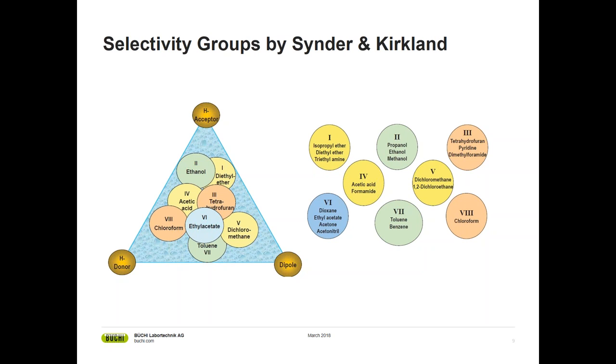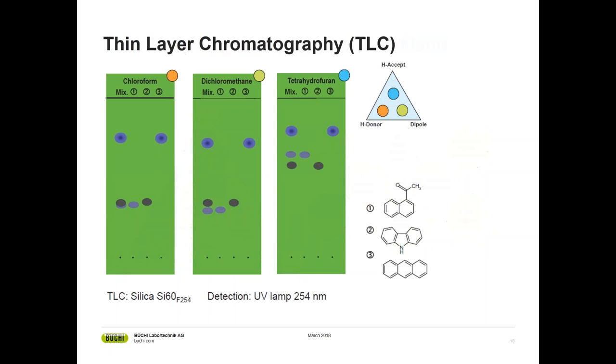In this triangle, several solvents are classified into 3 groups: proton acceptor, donor, or dipoles, parameters which all have an influence on the separating power. And the idea is you choose solvents from these different subgroups in TLC to find the optimal condition for your sample. It's actually like a fine-tuning of your sample system, and this is very useful, especially for complex mixtures.